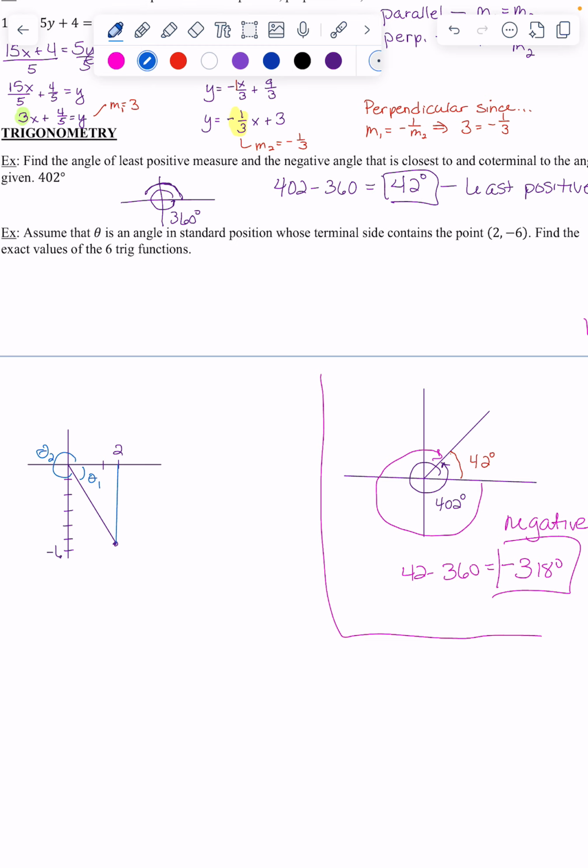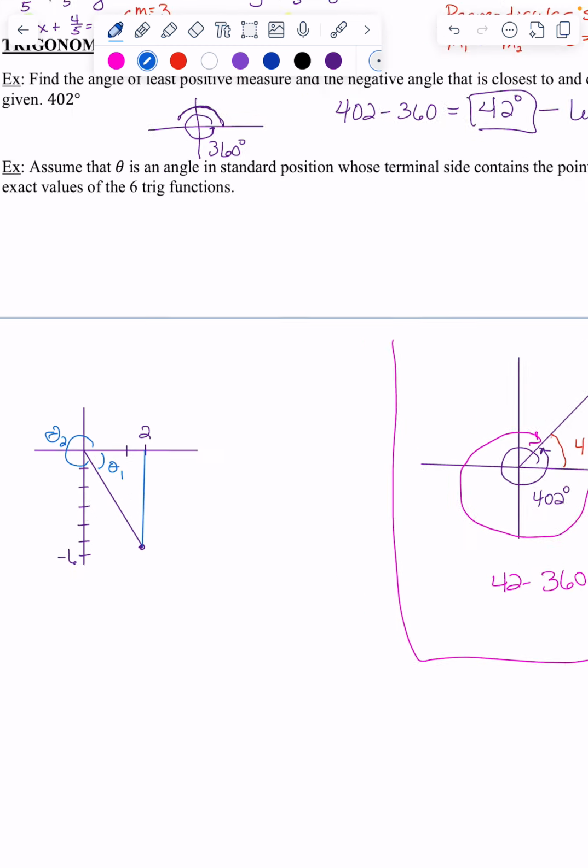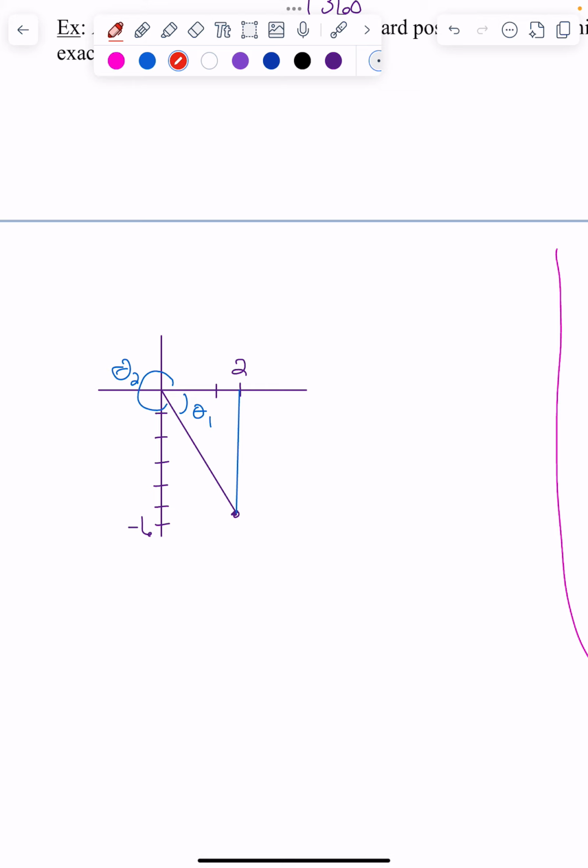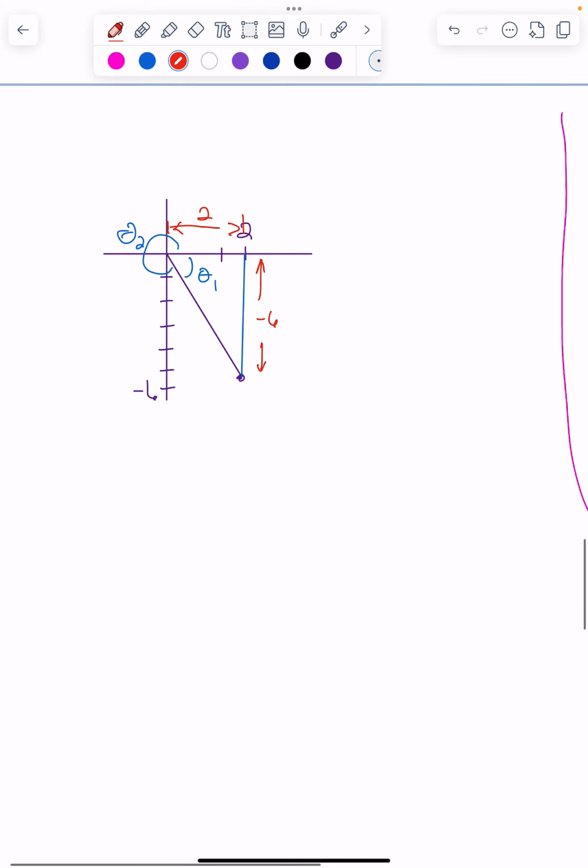What I do know is that if I zoom in here, the side of the triangle over here is equal to negative 6, from here to here. I also know that from here to here, that's equal to 2. So now I kind of have a triangle. So let's draw our triangle a little bit. I'm wanting to find this theta. I know this is 2, and I know this is 6. Now I can use SOHCAHTOA, right?